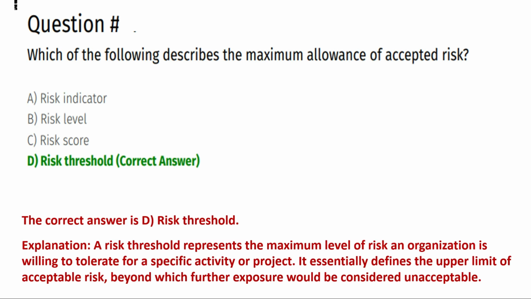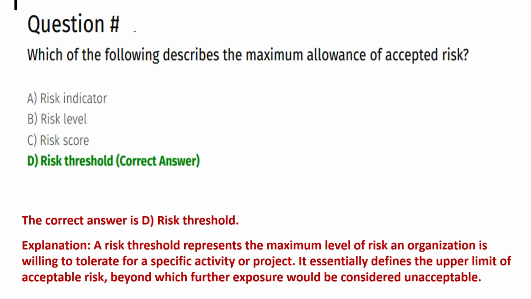Next question is, which of the following describes the maximum allowance of accepted risk? Option A, risk indicator. Option B, risk level. Option C, risk score. Option D, risk threshold. And the correct answer for this question is option D, risk threshold.